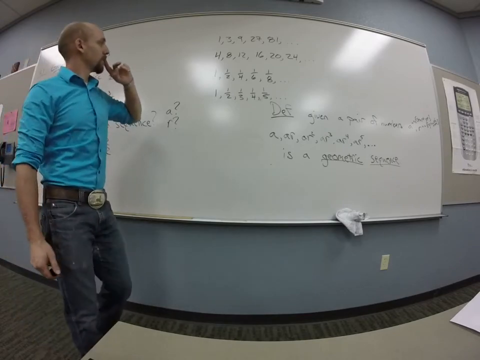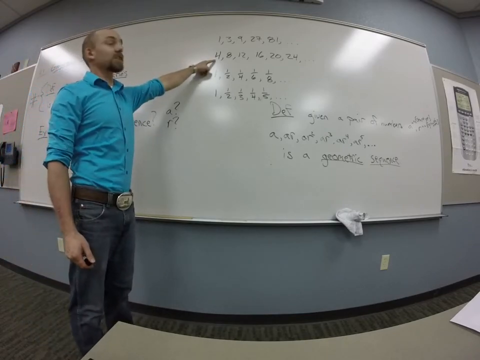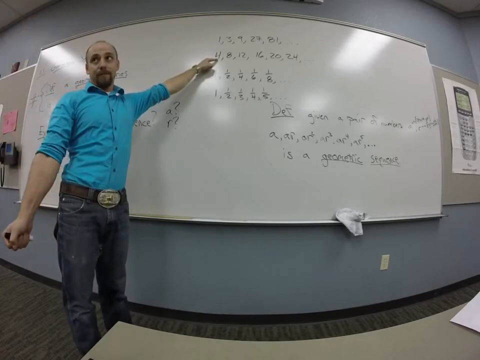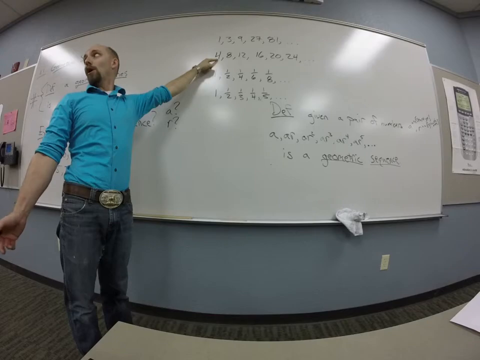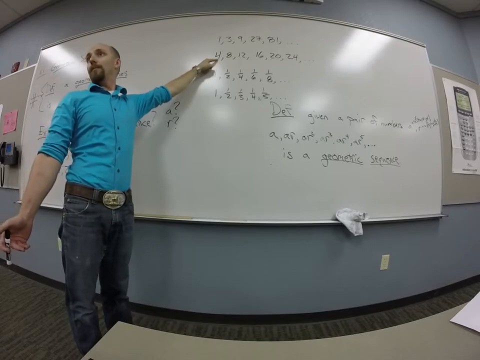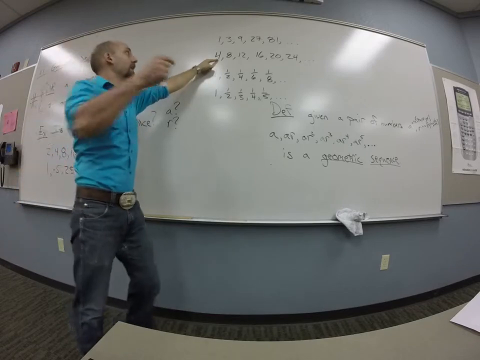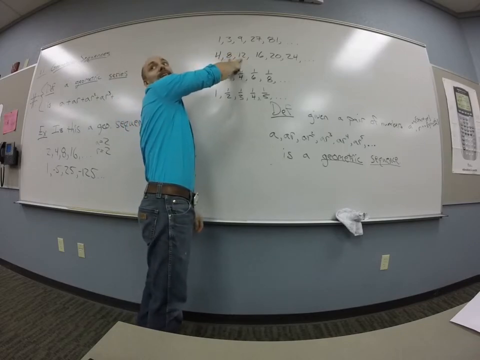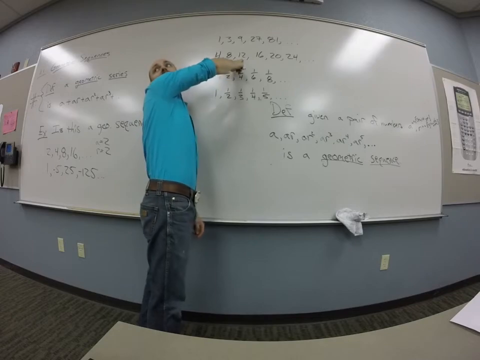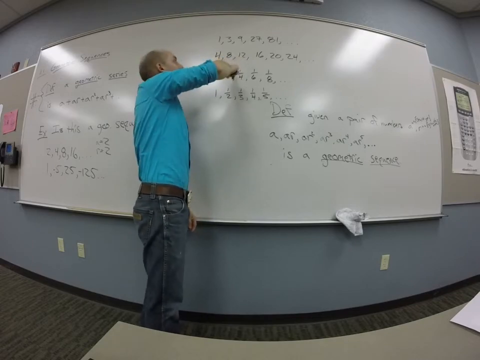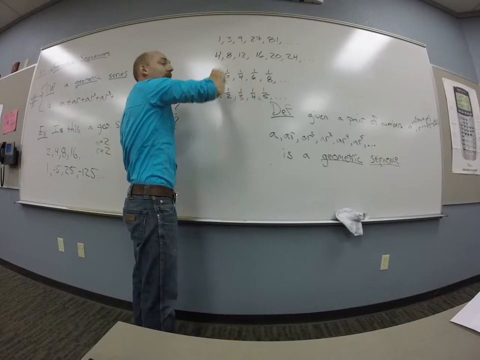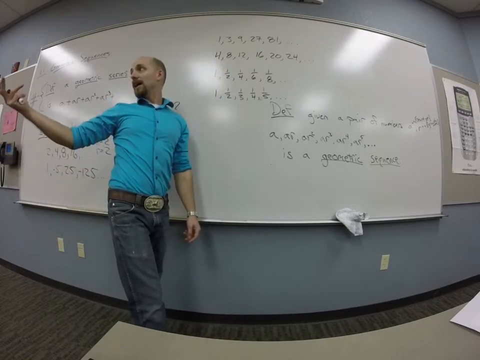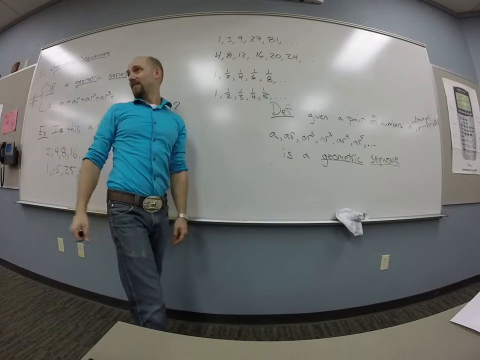The 4, 8, 12, 16. You guys see that? What would the A be? The A would be 4, but the R would have to be 2 from these, right? But twice 8 isn't 12. You guys see that? Okay, so what's the rule here to get from one thing to the next? Yeah, it's add 4.